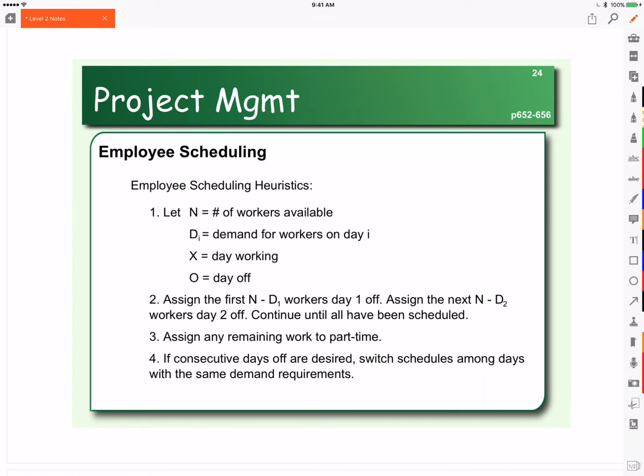So we're going to look at an employee scheduling heuristic. And a heuristic is just a general rule of thumb or an approach you can take when there's more than one right answer. So let's just look at one method for scheduling employees. So how does it work?